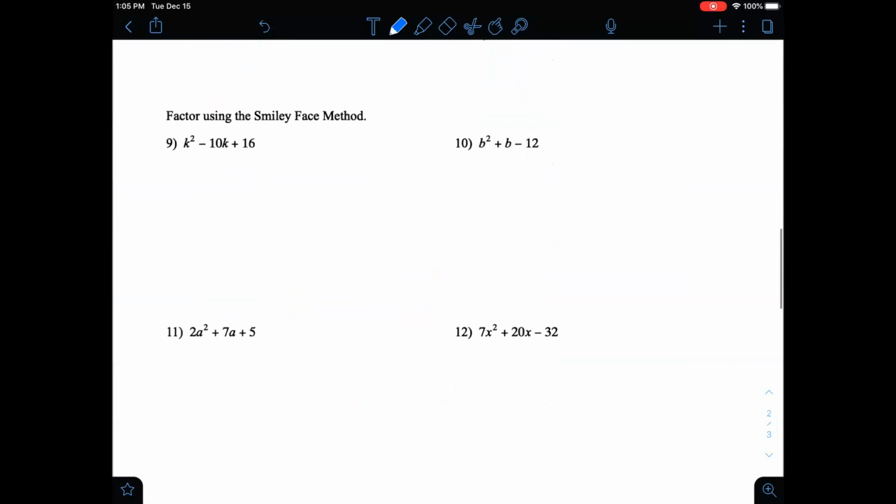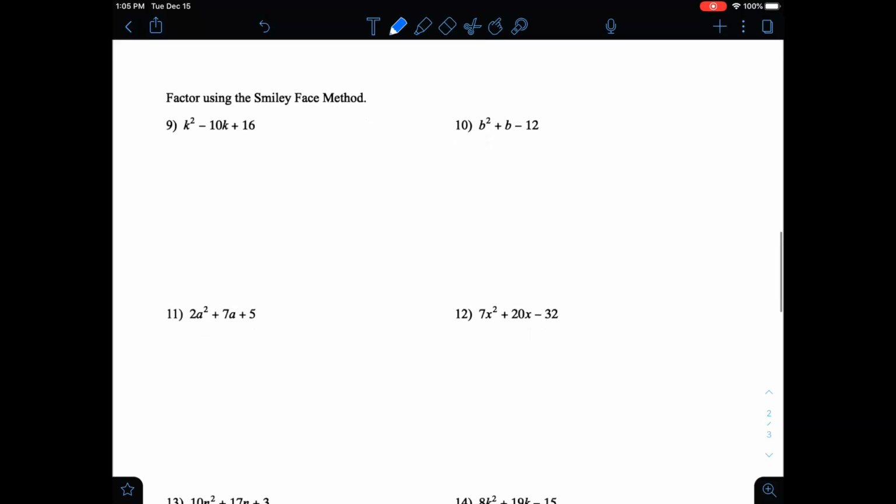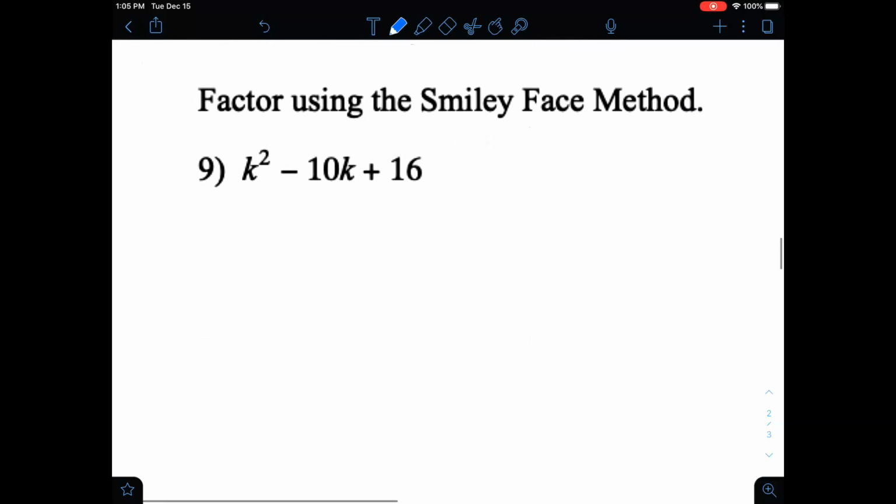All right, smiley face method. We're going to go from easiest to hardest here. We have k squared minus 10k plus 16. So we're trying to unfoil. When we're doing factoring, we're trying to unfoil or undistribute. We're trying to get back to the original FOILed process here, okay?